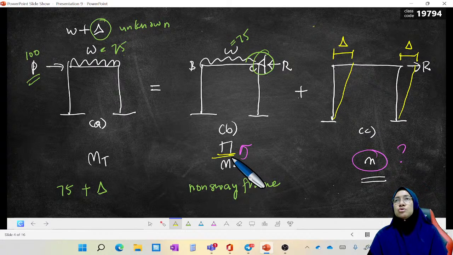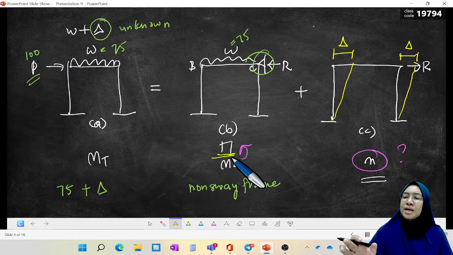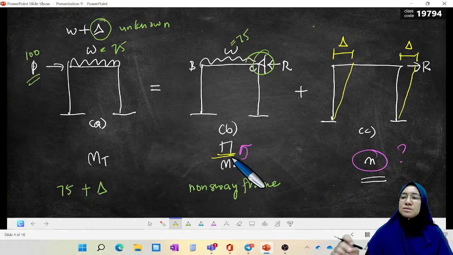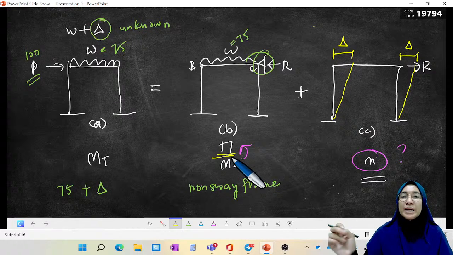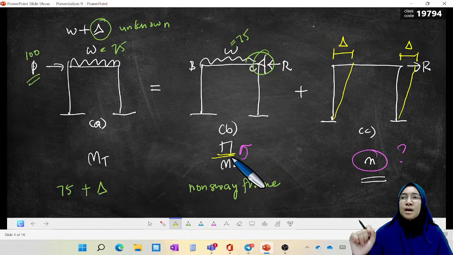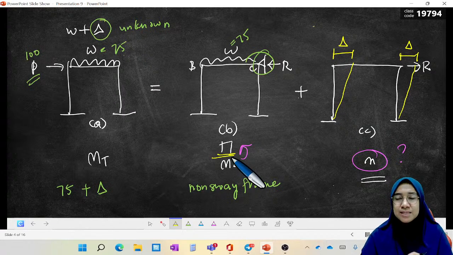To complete the principle of superposition, we have to have another frame that is subjected only to sidesway. We have to have the sidesway frame only, with no FEM due to external loading. We want a frame which is only subjected to sidesway. So how do we do this?